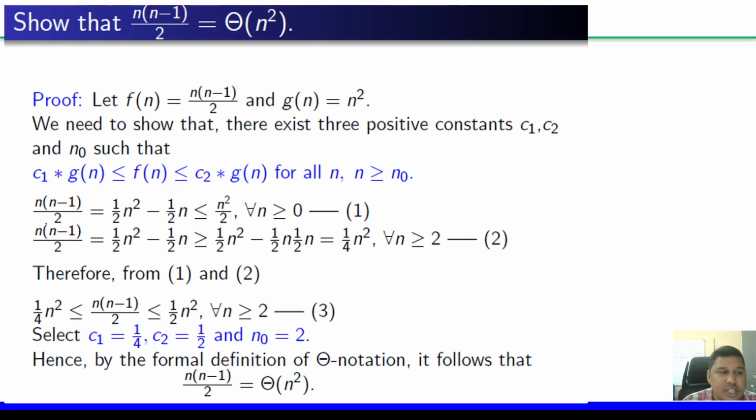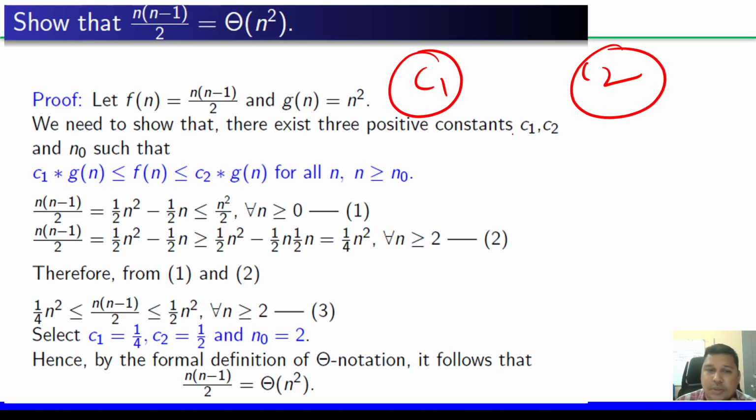In this step, 1 by 2 n square minus 1 by 2 n is less than or equal to n square by 2, for all n greater than 0. This is the first equation. I have just expanded this. Second case, 1 by 2 n square minus 1 by 2 n is always greater than or equal to 1 by 2 n square minus 1 by 2 n into 1 by 2 n. So this is also one way. So we can see that there exist some C1 and C2.